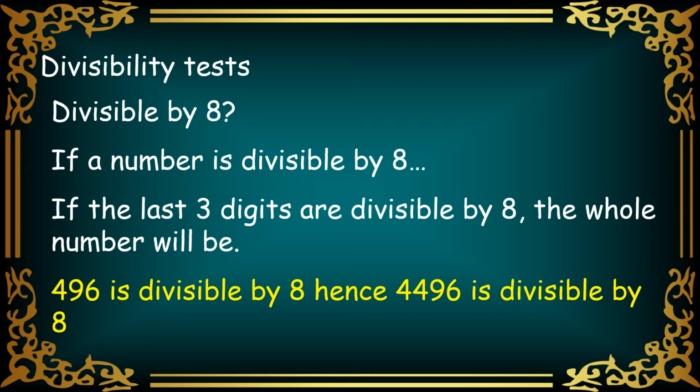Okay, if I have this number 4496, you have to just see the last 3 digits. Now you have learned that in the test for divisibility for 4, over there we found out that the last 2 digits should be divisible by 4 in 4's time table. Then you say that the entire number is divisible by 4. But when you talk about divisibility test for 8, the last 3 digits has to be divisible by 8. Then only we can say that the entire number is divisible by 8. Alright.